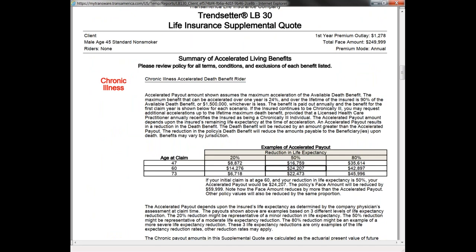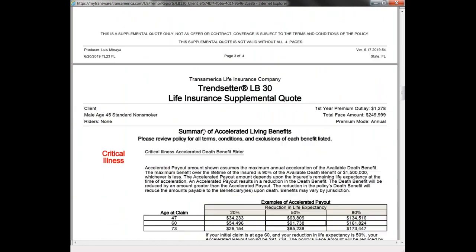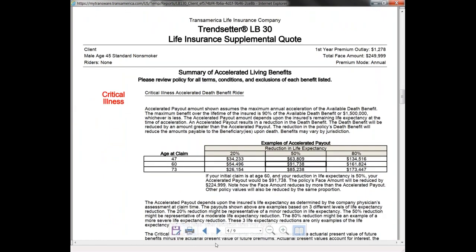But this is what I really want to focus on, the chronic and the critical. On the chronic side, if the client can't perform two of the six activities of daily living, and that chronic illness can have an impact on their life expectancy, they can access up to 90% of their death benefit, and that would be up to 24% per year to a total of 90%. And then on our critical side, same thing, they can access up to 90% of that death benefit, whereas it also depends on the reduction in life expectancy.